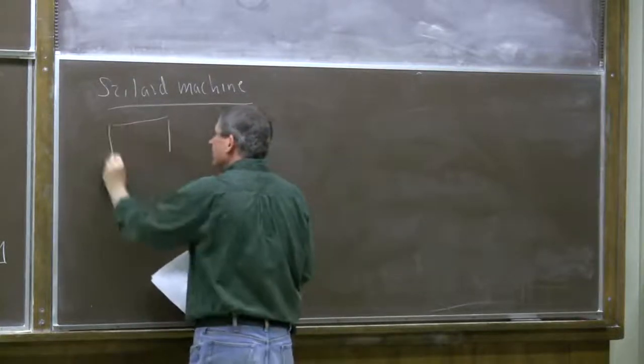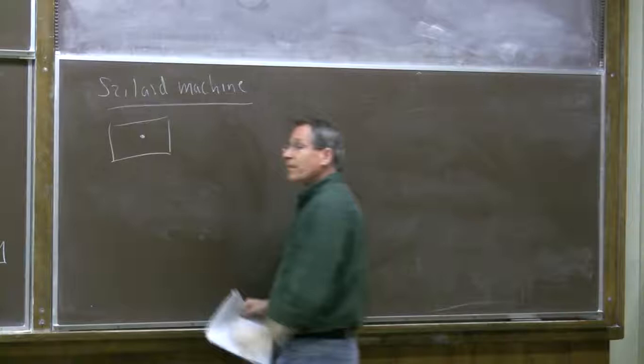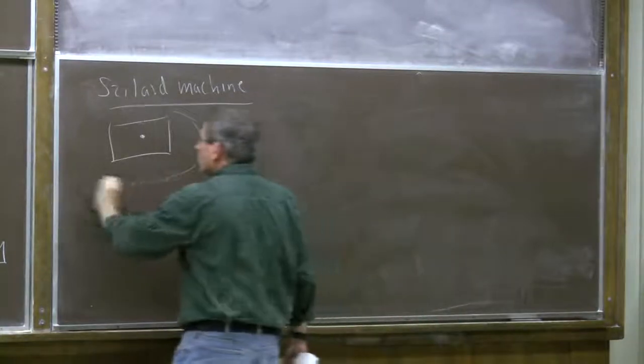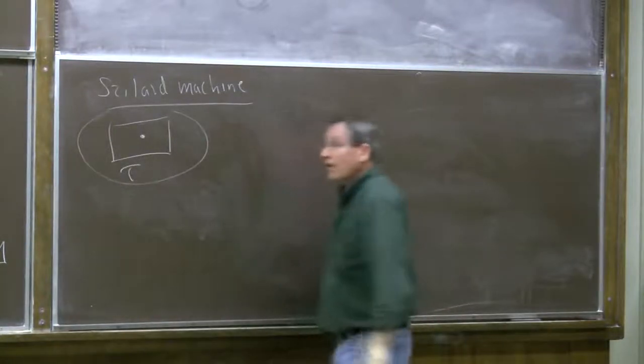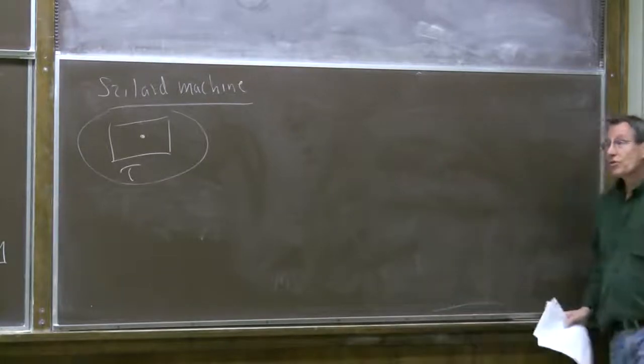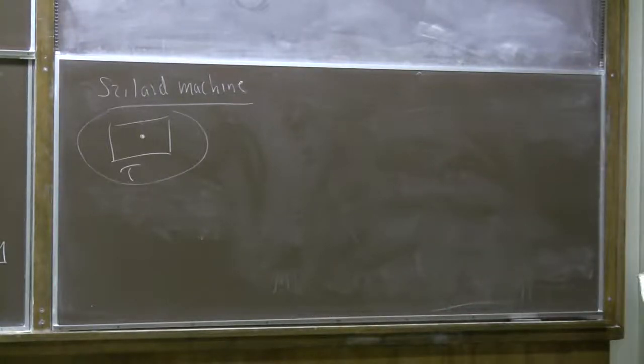So there's a box, and there's a molecule in it, and it's bouncing around. It's in contact with the reservoir. The reservoir is at temperature tau. So we're going to consider isothermal processes at temperature tau.